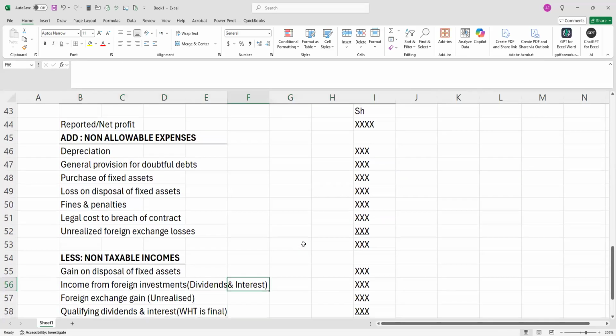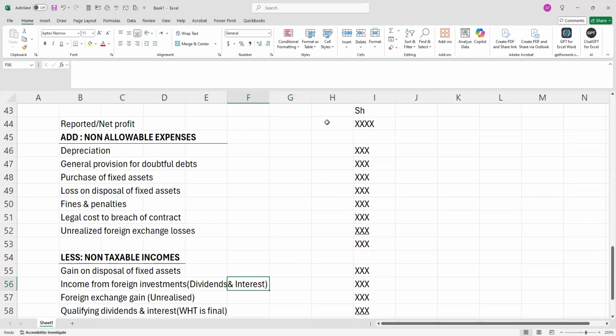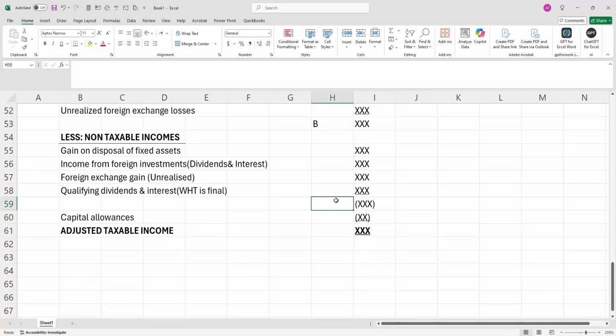To arrive at that, we said, assuming this one is our A, this one is our B, this one is our C, and this one is our D. Therefore, we will have A plus B minus C minus D.